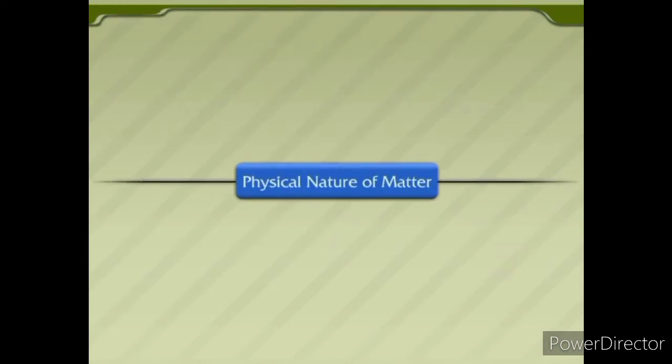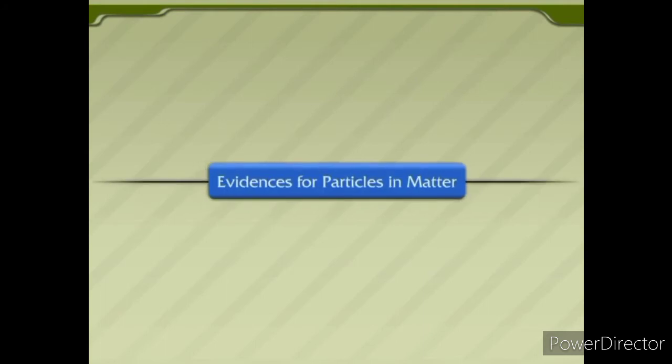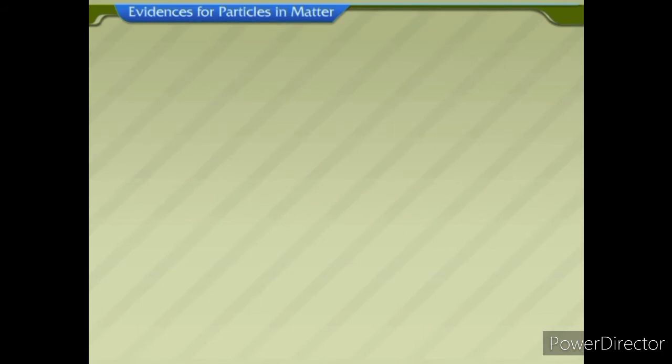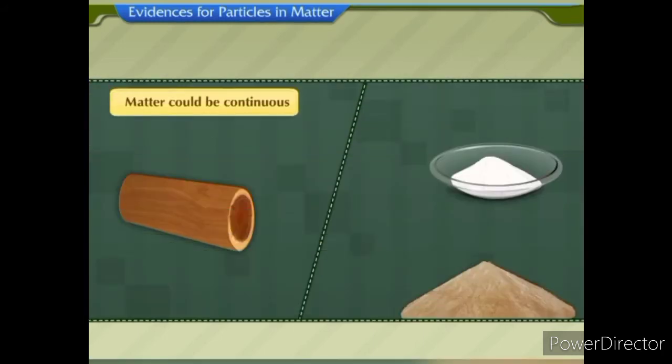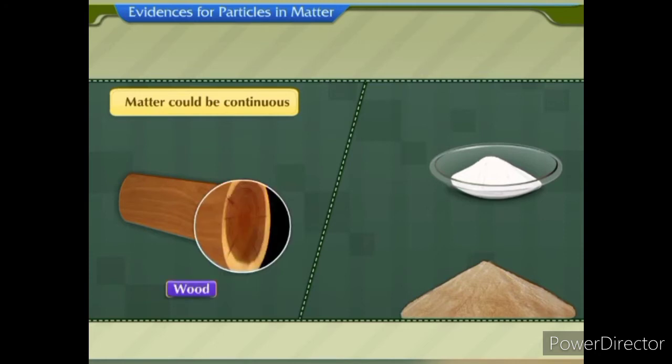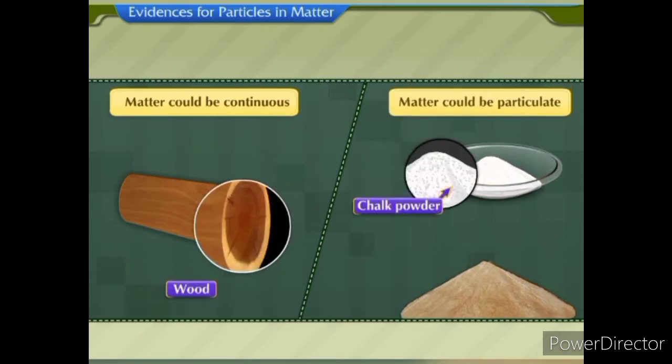Physical nature of matter. Evidences for particles in matter. It was believed that matter either could be continuous, as in the case of a block of wood, or particulate, as in the case of chalk, powder, or sand. Let us perform an activity to determine whether matter is continuous or particulate.